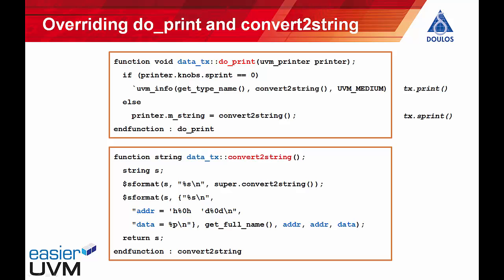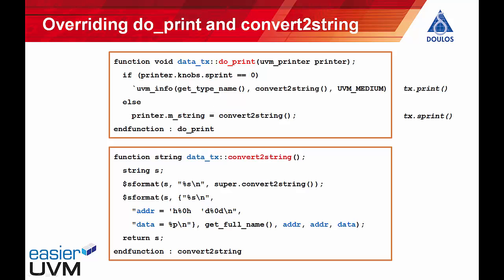So both the print and the sprint methods end up calling doPrint, which you can override within your transaction classes. So here the easier UVM code generator has created this code for us. Within doPrint, we are obliged to check the value of this variable within our printer knobs object, and this variable tells us whether print or sprint was called. So if print was called, then we're using UVM info to write out a message to the standard simulation output. If sprint was called, then we're just returning a string by assigning the variable mstring within printer.